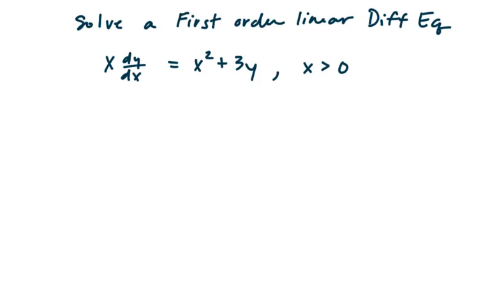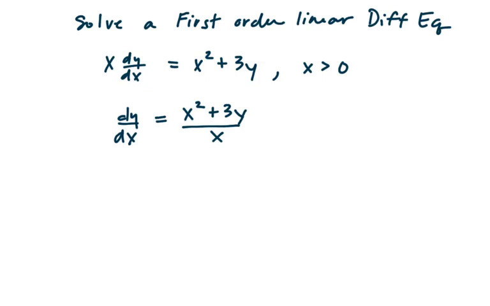So we're going to solve another first order linear differential equation. Whenever we're doing this, the first thing we want to do is put it into standard form, right? So for my standard form, I would isolate that dy dx. So I've got dy dx equals (x squared plus 3y) over x.